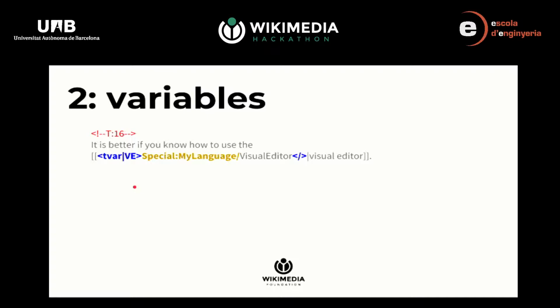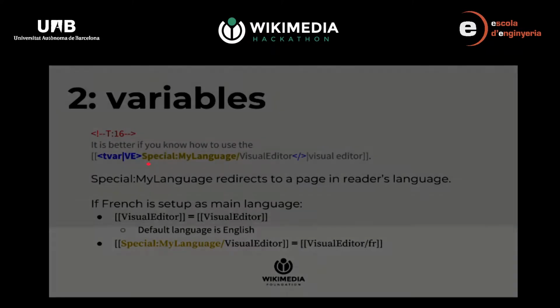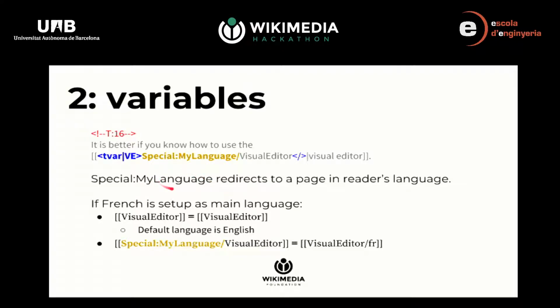In order to find pages that have a particular language, we are going to add the special colon MyLanguage inside of a link and, of course, inside of a translation variable. That way, it will redirect people automatically to their language if their language is available for translation.